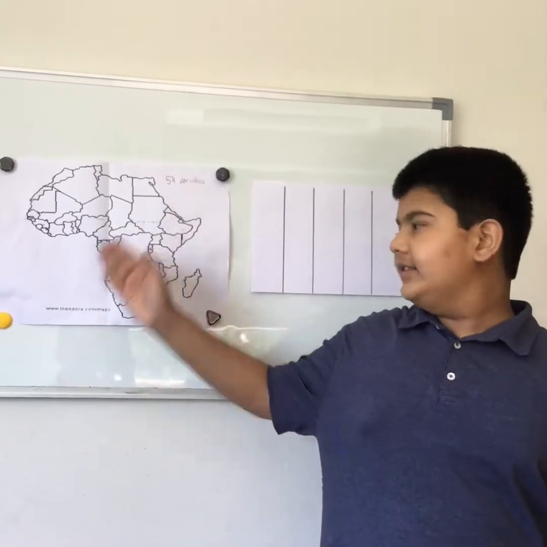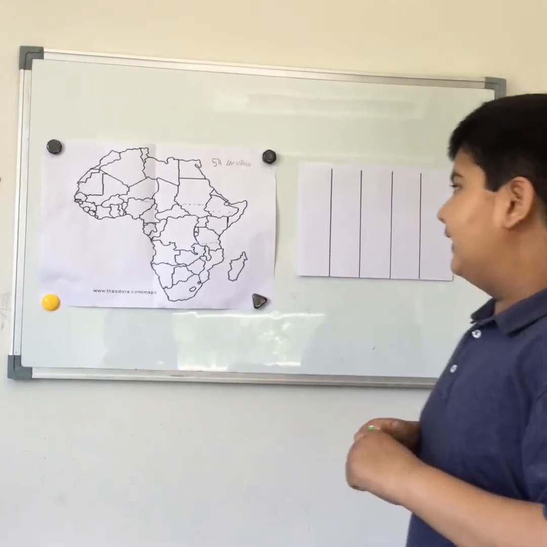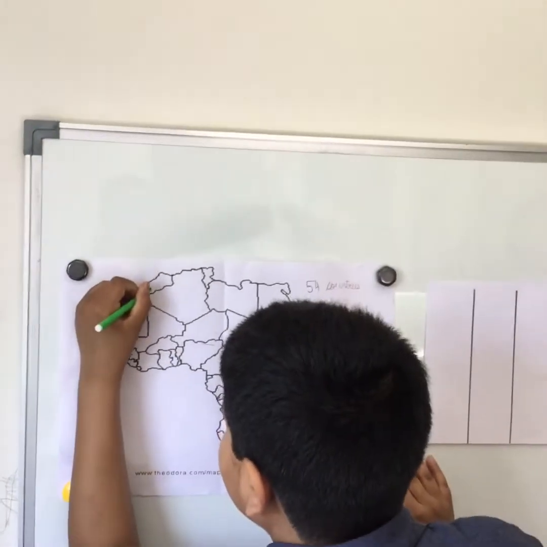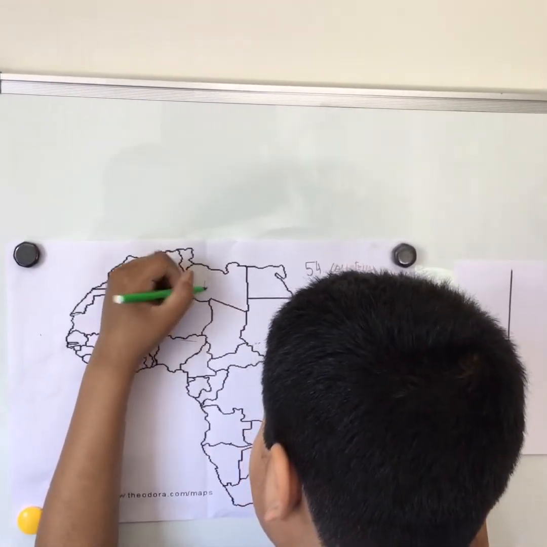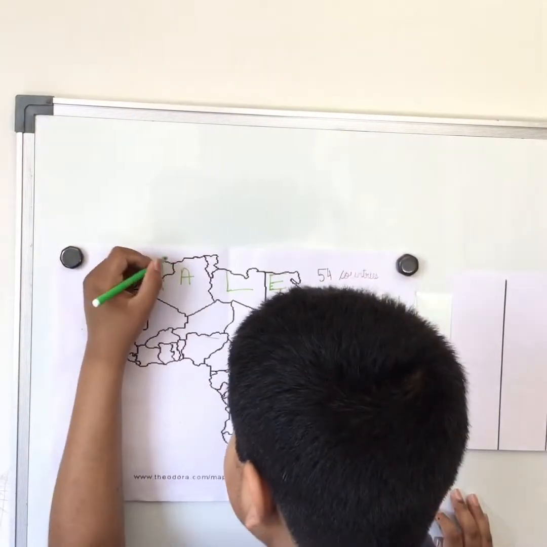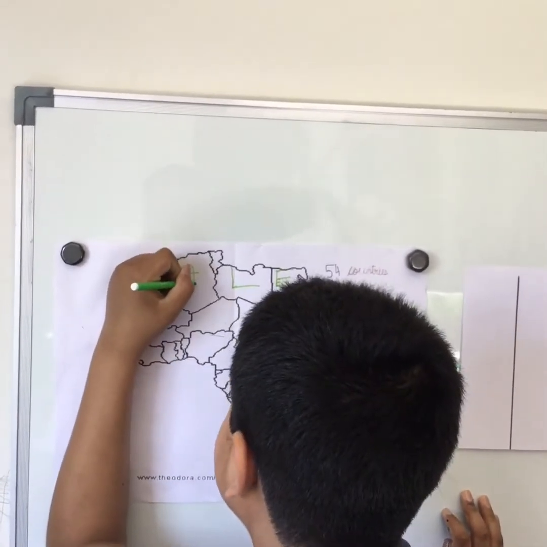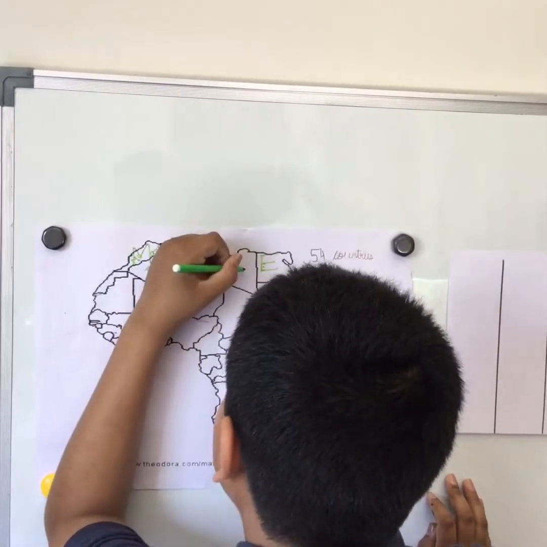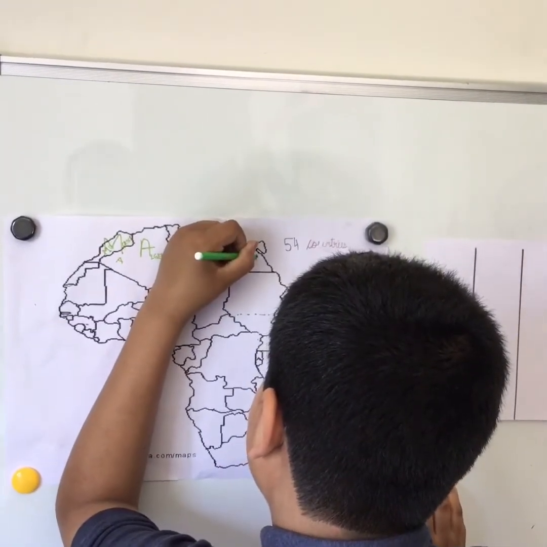Now, let us see the countries of northern region. They can be learnt by the word male, which stand for the first words of the countries. This is Morocco. This is Algeria. This is Libya. And this is Egypt.